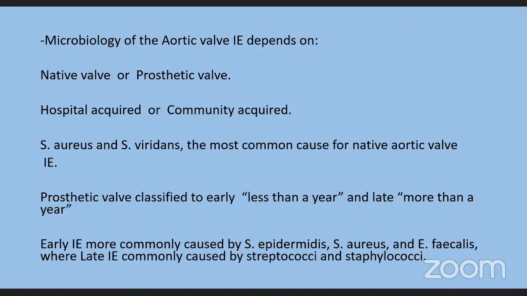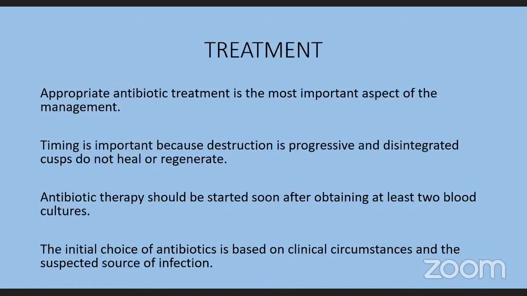The microbiology of aortic valve endocarditis depends on whether the affected valve is a native valve or a prosthetic valve, and whether it is hospital acquired or community acquired. As mentioned, Staph aureus and Staph epidermidis are the most common causes for the native aortic valve. Regarding the prosthetic valve, it's classified as early, less than a year, or late, more than a year. Early infective endocarditis is most commonly caused by Staph epidermidis and Staph aureus, as well as Enterococcus faecalis, whereas late infective endocarditis is more commonly caused by streptococci and staphylococci.